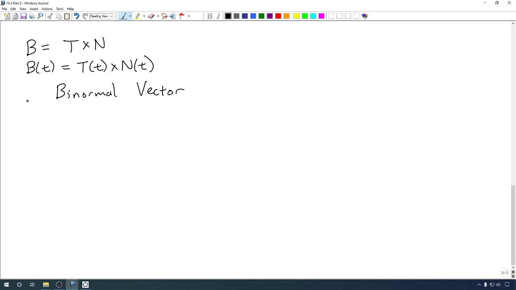Now, I didn't call this a unit binormal, but we could if we want to. And we don't have to worry about turning it into a unit vector. B is always going to be unit when we take this cross product, because we're taking the cross product of two unit vectors that are perpendicular to each other. And that will always result in another unit vector.